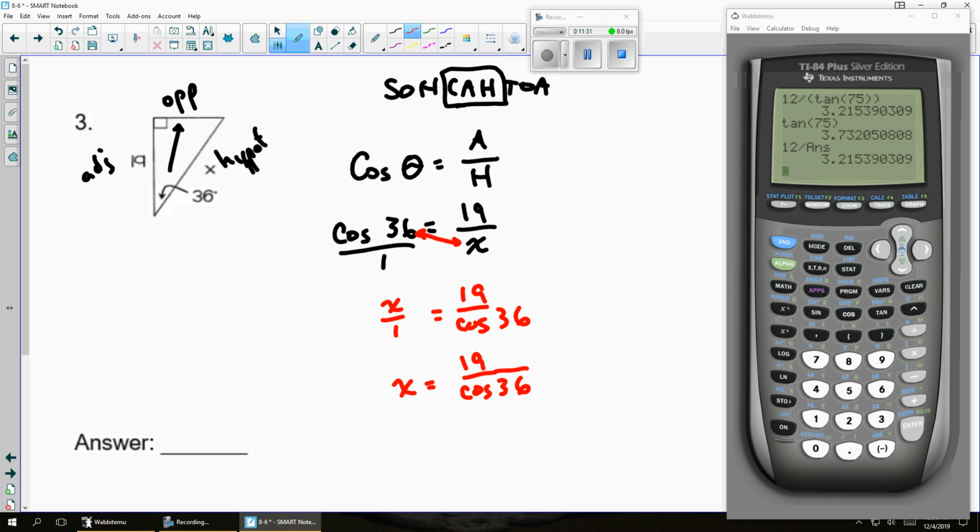I strongly recommend writing down the different steps as we go through it instead of trying to do a bunch of rearranging in your head, because that's when you end up with the wrong answer. So it's 19 divided by the cosine of 36. Do it on your own calculator. Don't just watch me do it. Make sure that you can click the right buttons and do the right steps while we're doing them as notes so that you can do it on your own. So x here is 23.485.